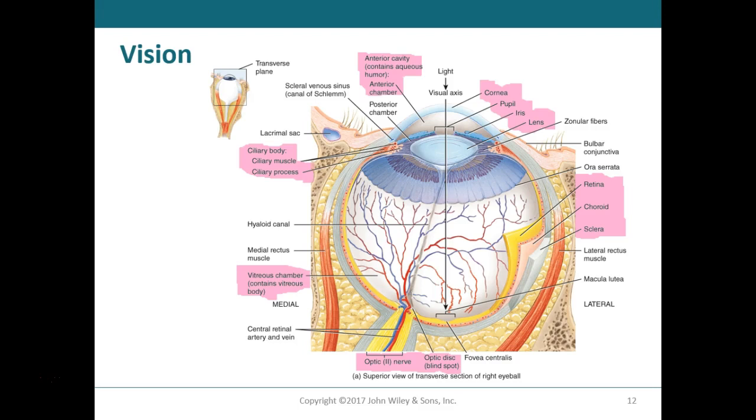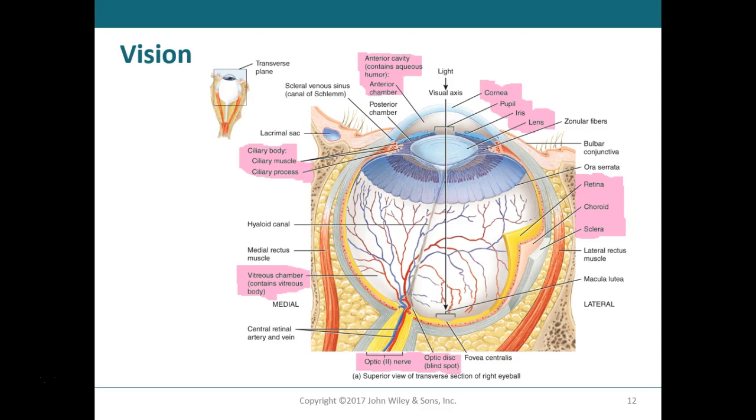In the anterior part of the vascular tunic, the choroid becomes a structure called the ciliary body. The ciliary body consists of processes and a ciliary muscle. That ciliary muscle is a circular band of smooth muscle that can contract or relax, and as it does so, the fibers change, and that alters the shape of the lens and helps us to adapt our vision for seeing things that are close or seeing things that are farther away.